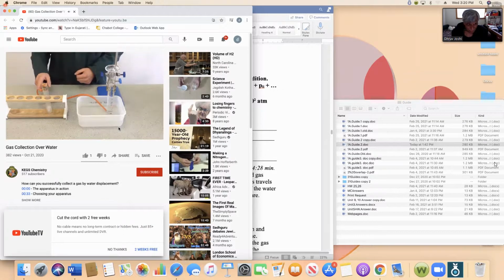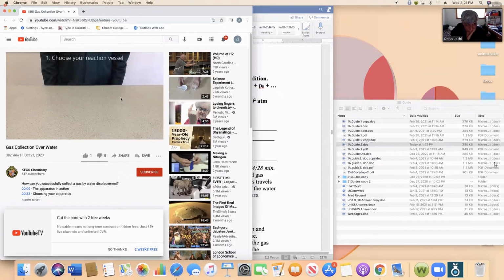Collecting gas by gas displacement. What is collection over water? We've got a reaction vessel here with a bung in to prevent gas escaping from the top. So the gas goes through the delivery tube and into this inverted measuring cylinder. Because the gas produced is less dense than water, you can see it bubbling up to the top, and the gas is pushing the water down as it collects in the measuring cylinder. Now you can see the gas is above the water, so it's collection over water, and it's also pushing the water out, so it's known as displacement of water.